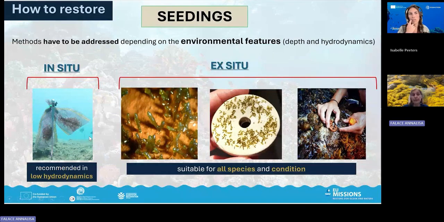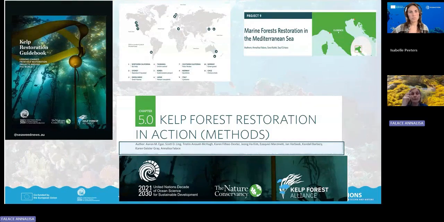The in situ method can only be applied in low hydrodynamic conditions, so it is obviously not applicable in the intertidal zone, while the ex situ method, which is the one that we have also chosen for this project, can be applied in all conditions and for all species. I have put here this guidebook that we have produced with colleagues all around the world working on macroalgal restoration.